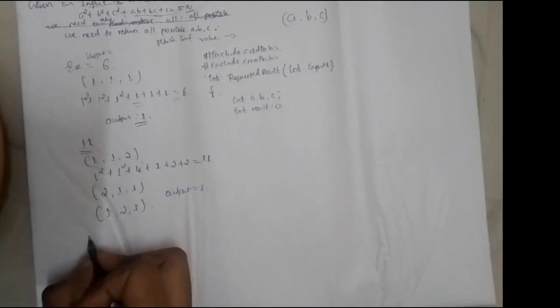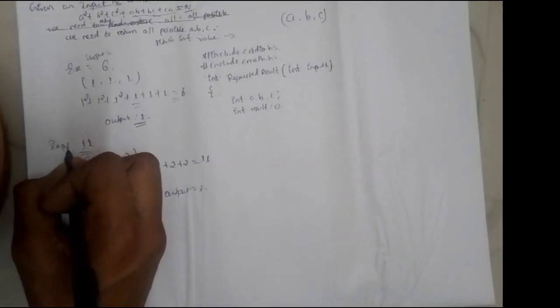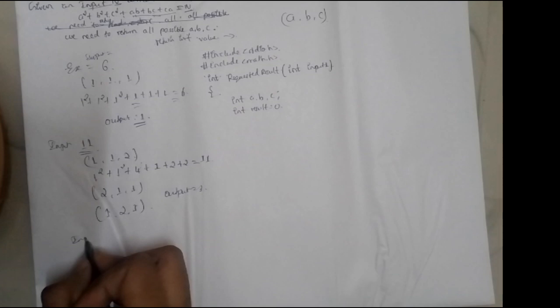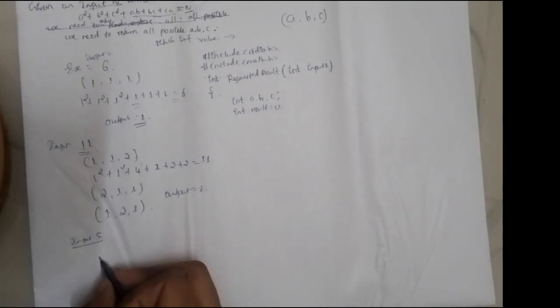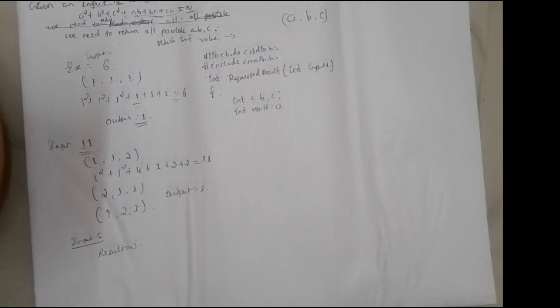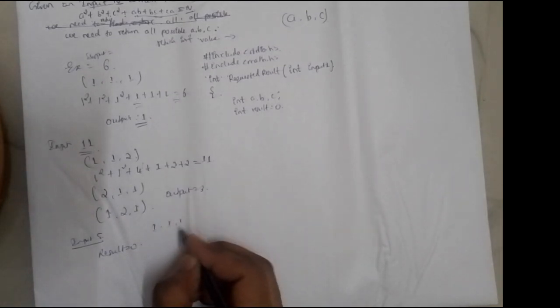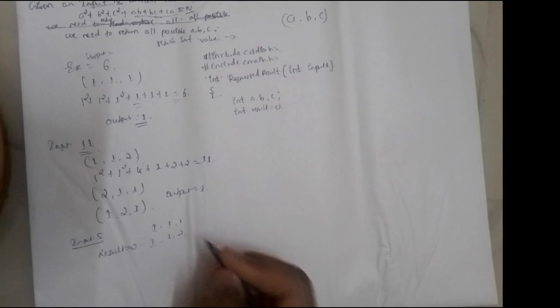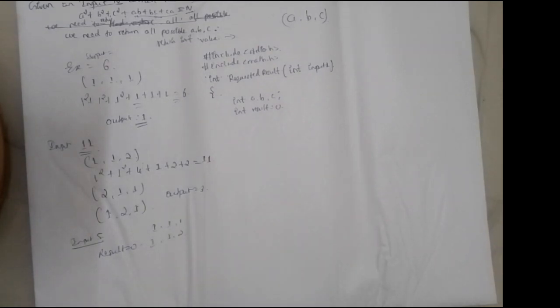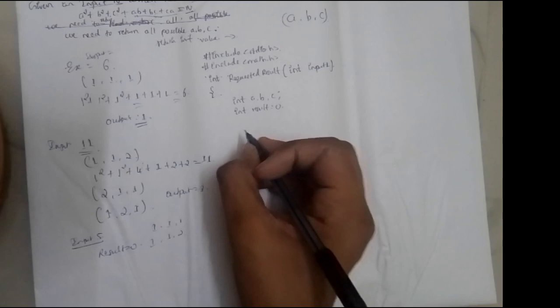When we input 5, the result will be 0 because no possible integer values will solve that equation. So we need to check all possible 1, 1, 1, 1, 1, 2. So we need to use 3 for loops for this solution.